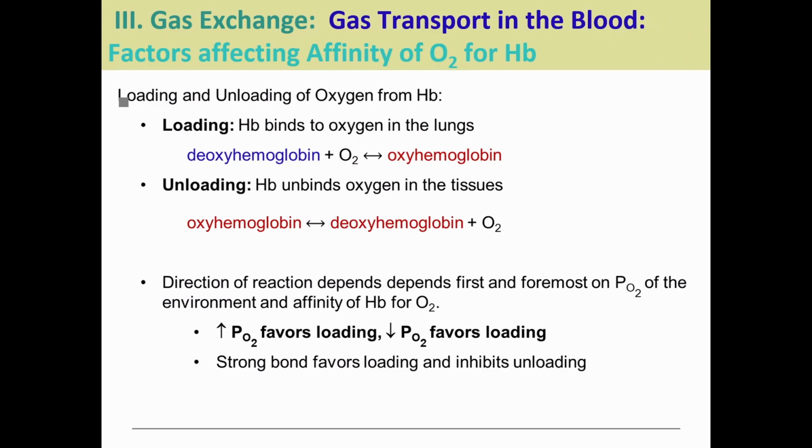So, loading and unloading oxygen from hemoglobin. When we load it, hemoglobin is going to bind to oxygen in the lungs. We go from deoxyhemoglobin to oxyhemoglobin. When we unload, we're going to unbind the oxygen when we get to the tissues. So we go from oxyhemoglobin to deoxyhemoglobin with the oxygen being released. The direction of the reaction depends on the partial pressure of oxygen, as well as hemoglobin's affinity for oxygen. A high partial pressure of oxygen favors loading. A low partial pressure of oxygen favors unloading.